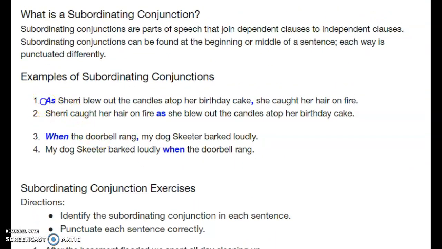So here we go. We have this sentence here. As Sherry blew out the candles atop her birthday cake, she caught her hair on fire. So as is a subordinating conjunction, and it's at the beginning of the sentence. When we use the subordinating conjunction at the beginning of the sentence, we need a comma after that first clause. So, as Sherry blew out the candles atop her birthday cake, comma, she caught her hair on fire.